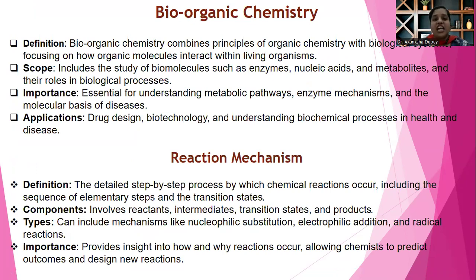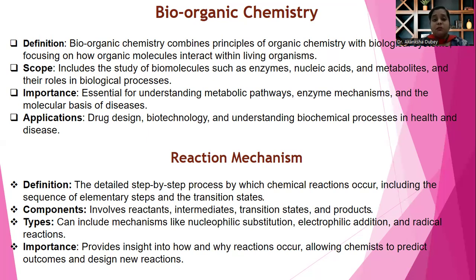Now, the scope of bioorganic chemistry includes the study of all the biomolecules which are present and involved in biological processes, for example, enzymes, nucleic acids, and other metabolic proteins. Its importance is that it is essential for understanding metabolic pathways, enzymes, and the principle of action or molecular basis of any diseases caused inside the body. Application areas include drug designing, biotechnology, and again, biochemical processes can be understood easily in case of several deadly diseases.